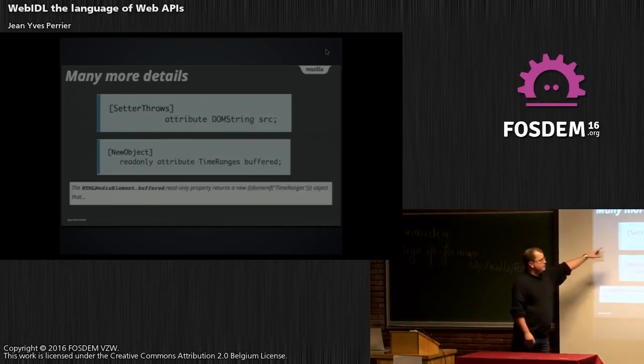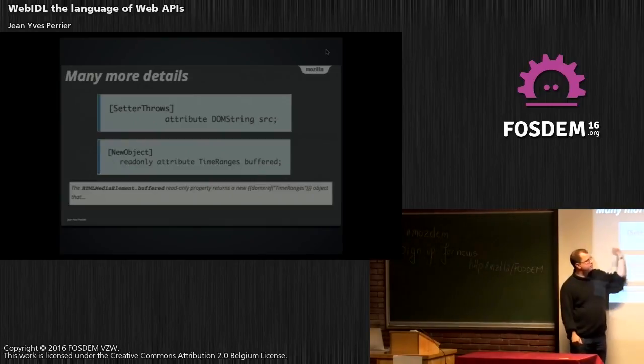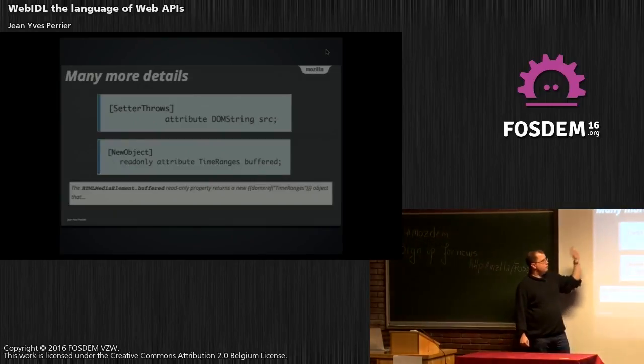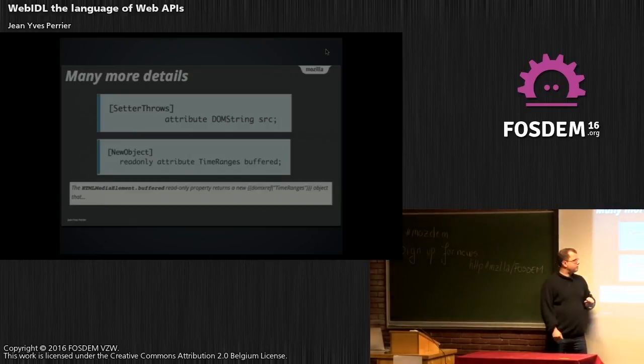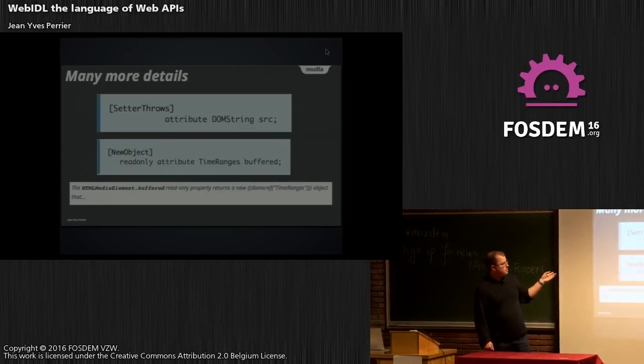Also, we can say if some operation will throw or not. Will there be an exception? So setter throws means the attribute can send an exception when we try to put a value in it. There is also getter throws. It's much less common on web APIs, but it's the same. You can get an exception when you read the value, for example, if the object is not correctly initialized.